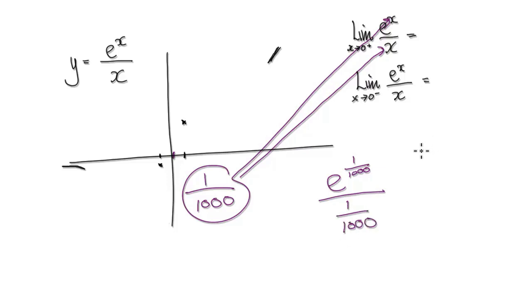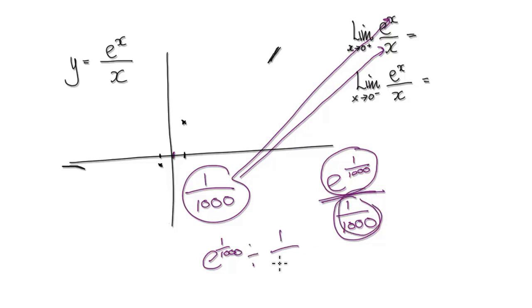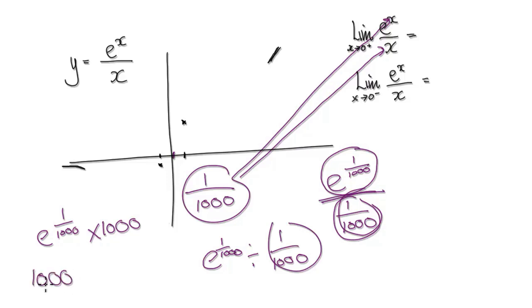Let me think. You've got a number here divided by a fraction here. So that's e to the power 1 over 1000 divided by 1 over 1000. That's the same as e to the power 1 over 1000 times the reciprocal of this, which is 1000. So that becomes 1000 times e to the power of 1 over 1000.